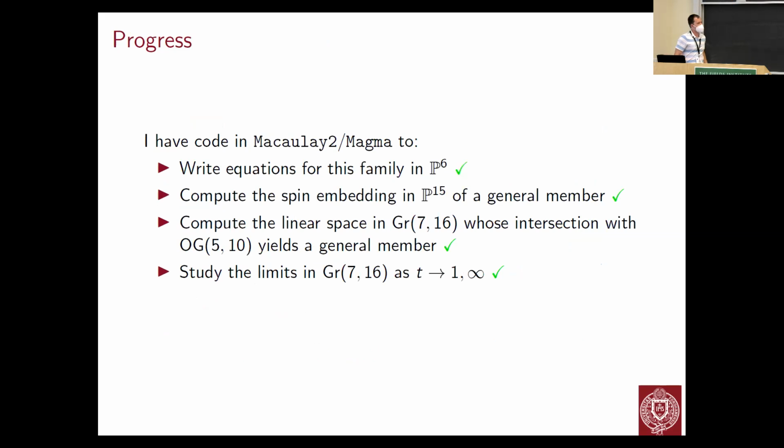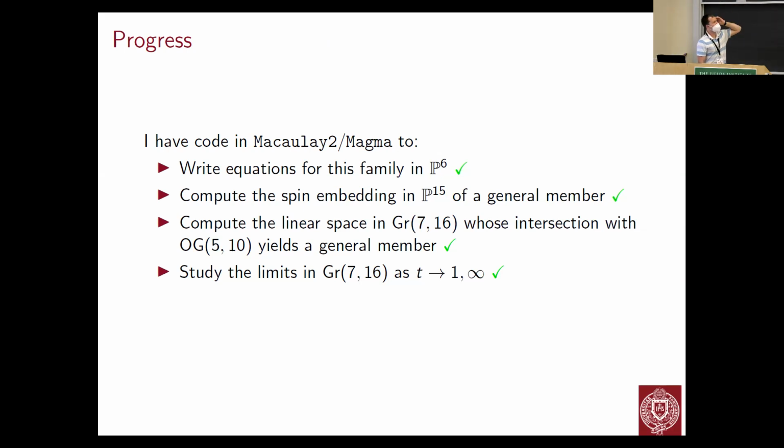Okay, so I have written some code in Macaulay2 and some code in Magma to do several steps in my hoped-for program. First, I can write equations for this family in P6. I started with the trivalent graph curve given by G0. I used Bayer-Eisenbud's algorithm to write equations for it. Then I took components 3 and 4 and swapped out those lines for the quadric that meets the rest of the curve at 4 nodes, and bang, I have my family.